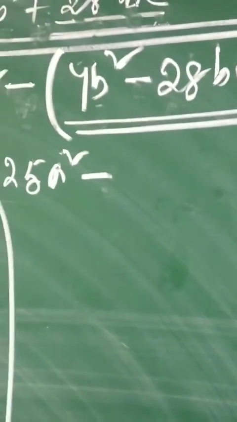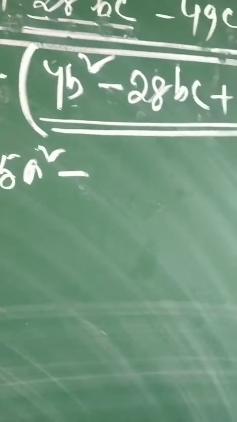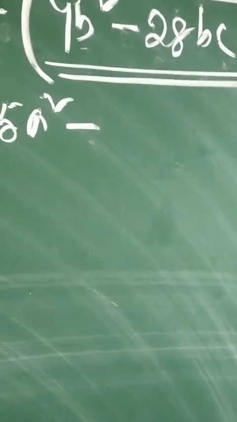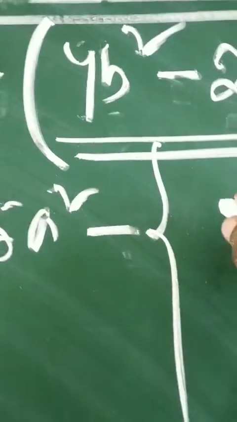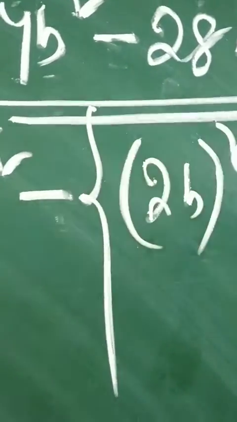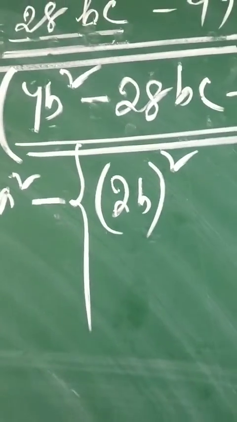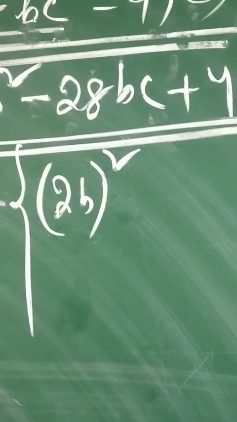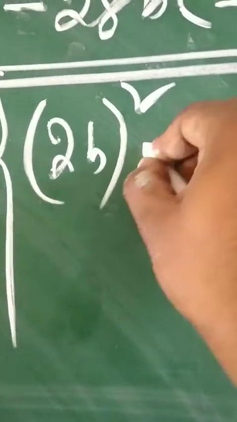Children, can we break this one in the form of a square minus 2ab plus b square? Yes, we can. Check it out, how to do this. 4b square, I'll just write as 2b whole square minus.